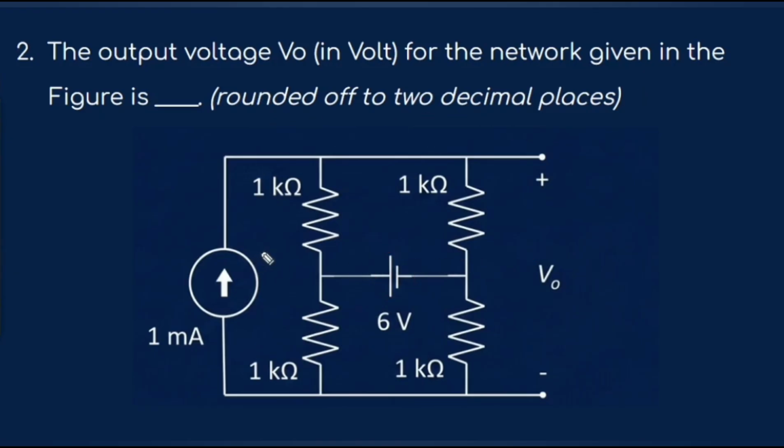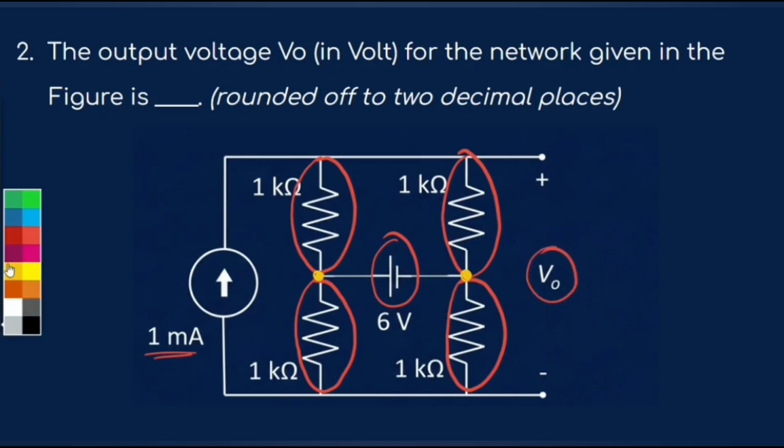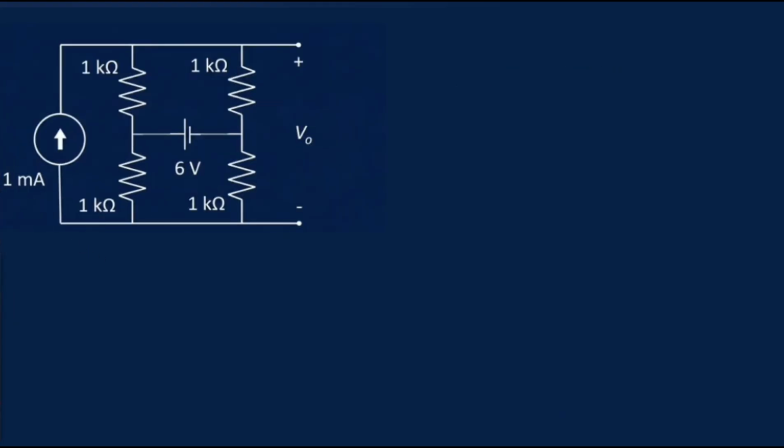The question in consideration is: the output voltage V0 in volts for the network shown in the figure is. Round your answer to 2 decimal places. At first glance, we can see that the circuit has a 1 milliamp independent current source, four 1 kilo ohm resistors, and a 6-volt independent voltage source between the two middle nodes. The output voltage V0 is measured between the top and bottom nodes, with the top terminal positive. Now let us start solving this problem.